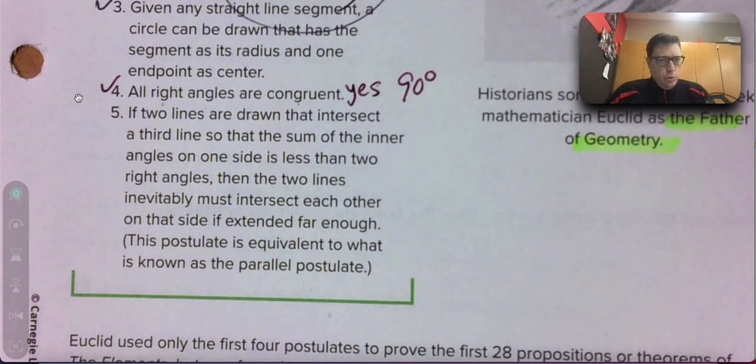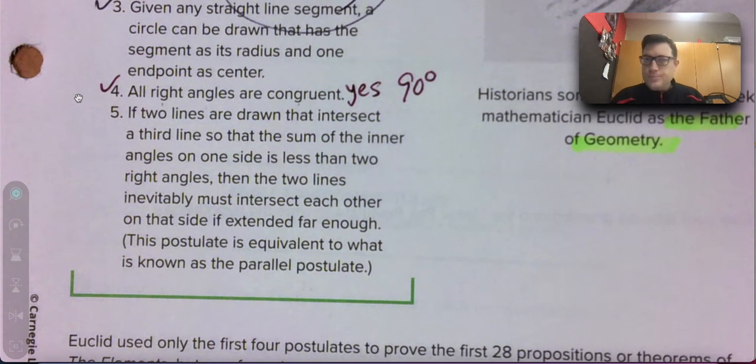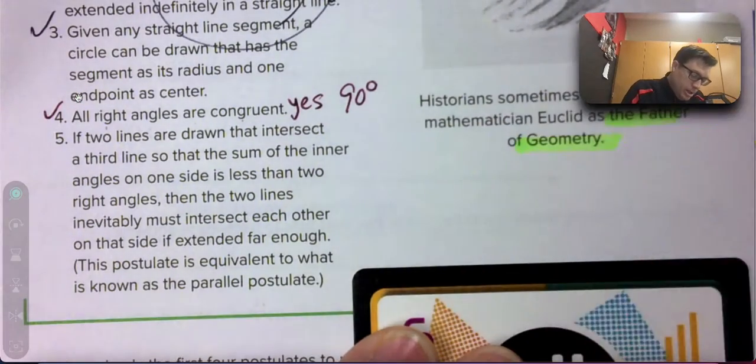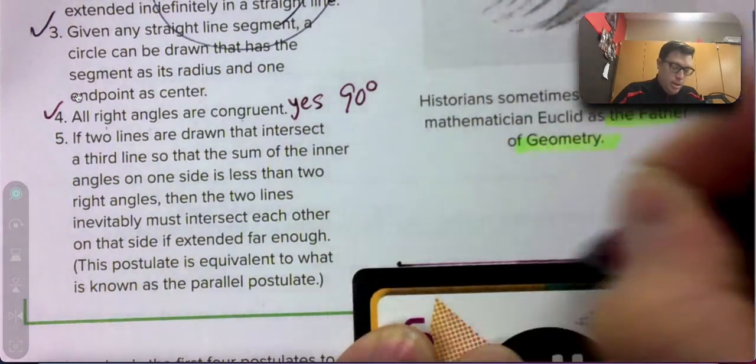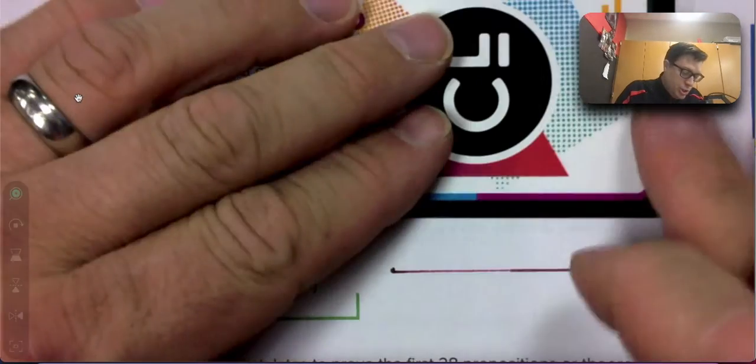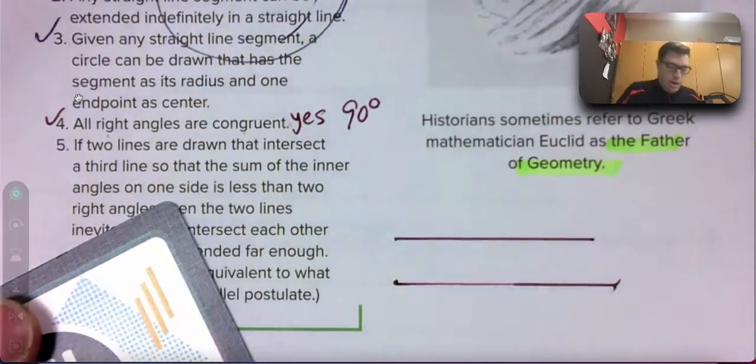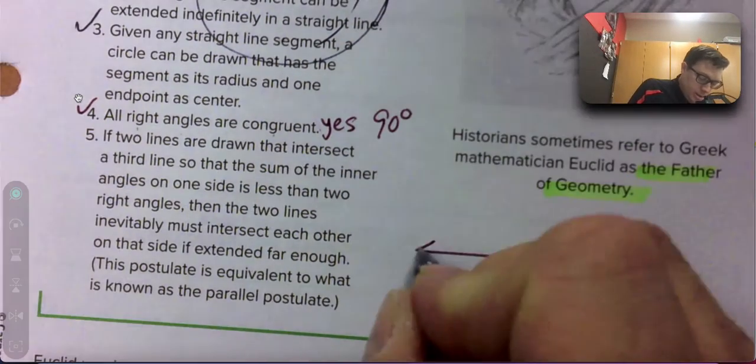If two lines are drawn that intersect a third line so that the sum of the interior angles on one side is less than two right angles, the two lines inevitably must intersect each other on that side if extended far enough. Wow. Okay, here's what he meant. He meant take one line, draw a line parallel to it, so there they are, here's a line and another line.